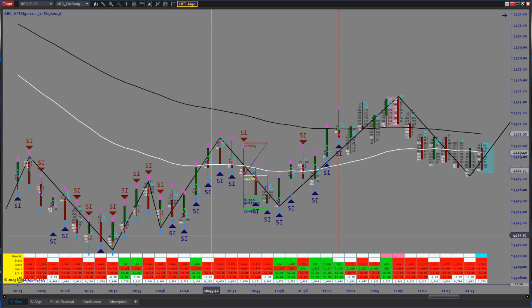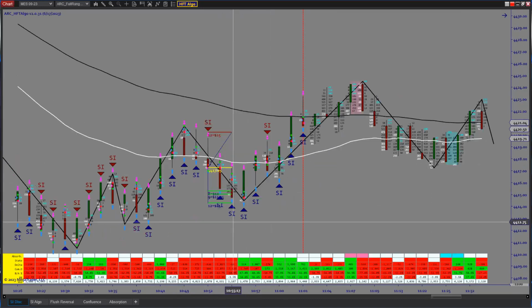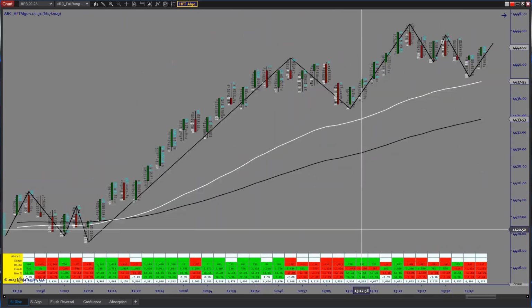Positive net delta, pretty neutral net delta, but ultimately we had a bullish close into negative net delta on a bearish close right there. So we fire it to go short here. There's the trade. There's the target. Quick targets. So that is another way that you can trade it.